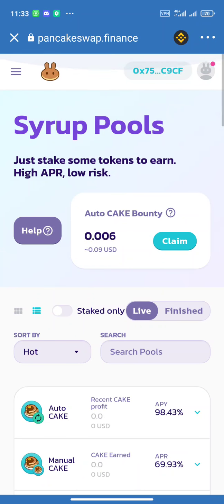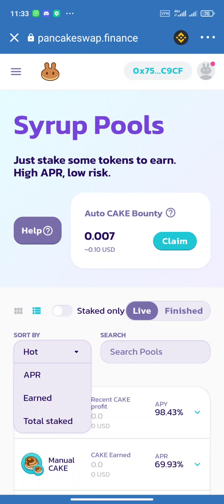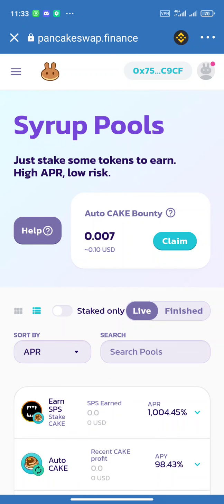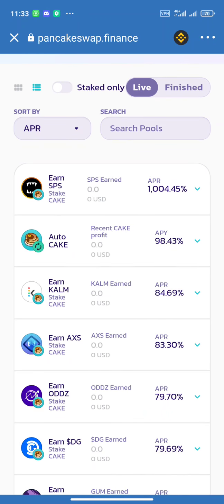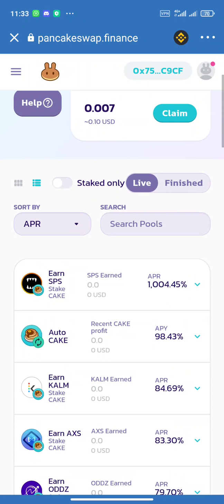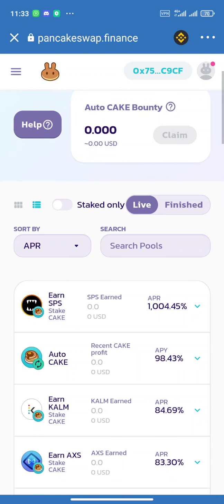Okay, now let's sort it based on APR. See, right now the highest APR is SPS at 1000%. So if you join this pool, all you have to do is find an exchange or find a place, or see if SPS is listed on Pancakeswap.